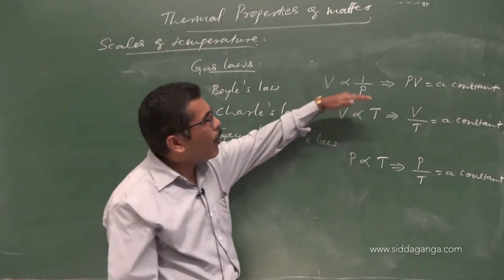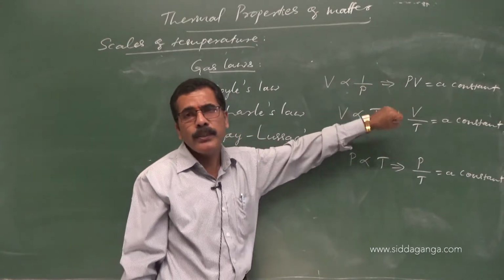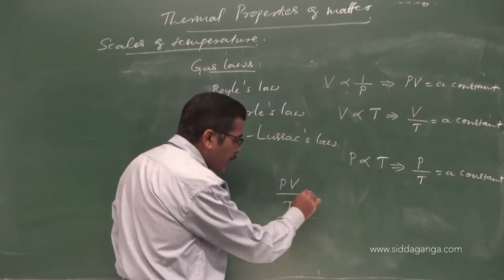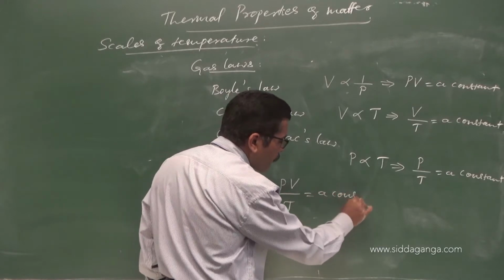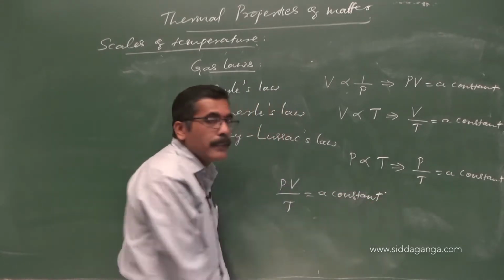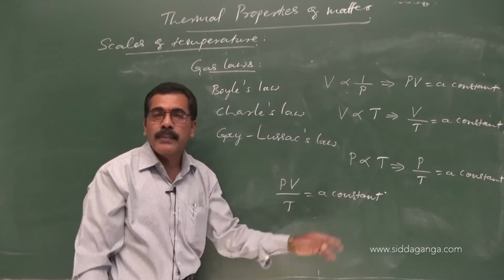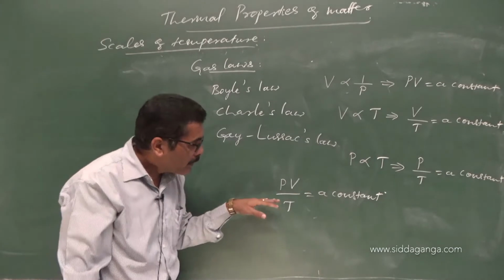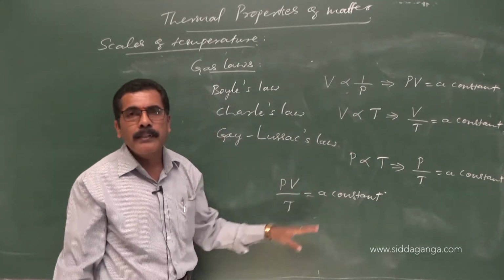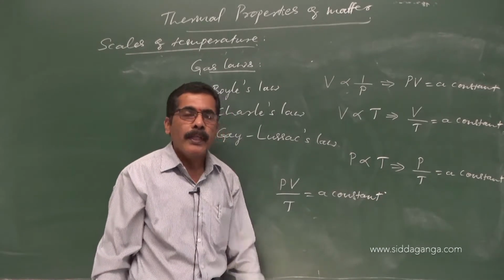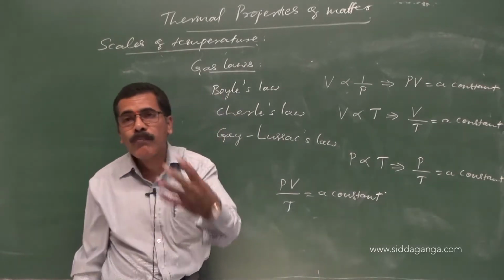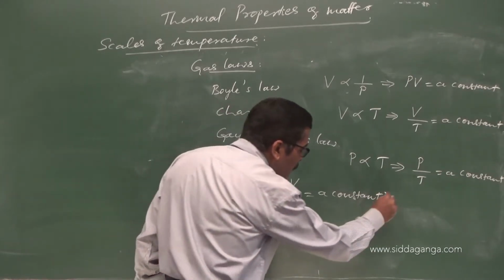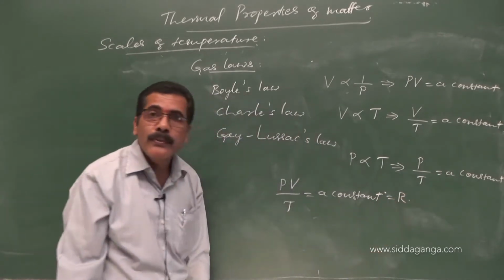When you combine Boyle's law and Charles' law, we can write another equation, PV by T equals a constant. This is called combined gas equation. And this constant for 1 mole of gas is taken to be R, and we call it the universal gas constant.